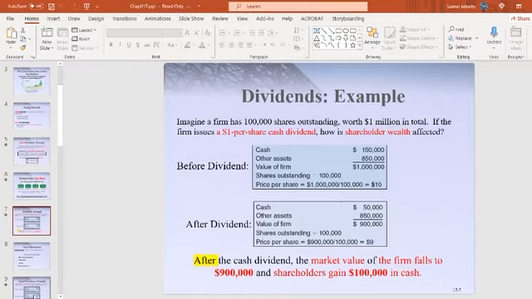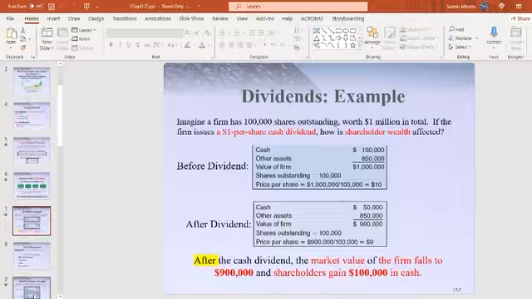Okay, we have one example here. It is tricky, but focus with me. Imagine a firm has 100,000 shares outstanding. This is the number of shares in the market, 100,000. The total worth for them is 1 million. So if you have 100,000 shares and the value for those shares is 1 million, each of them is $10. You multiply 100,000 by 10, it's 1 million.